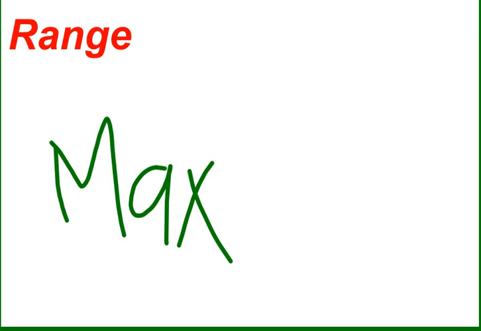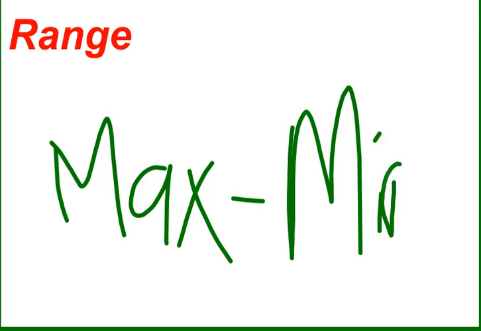So yes, the range of a dataset is the difference between the maximum and the minimum values in the set. So it's the maximum number, which is the largest number in our dataset, minus the minimum number, or the smallest number in our dataset, and that's how you calculate range. So whenever they ask you for range, you look for the biggest number in our dataset, and you look for the minimum number, and you subtract the minimum number from the maximum number.